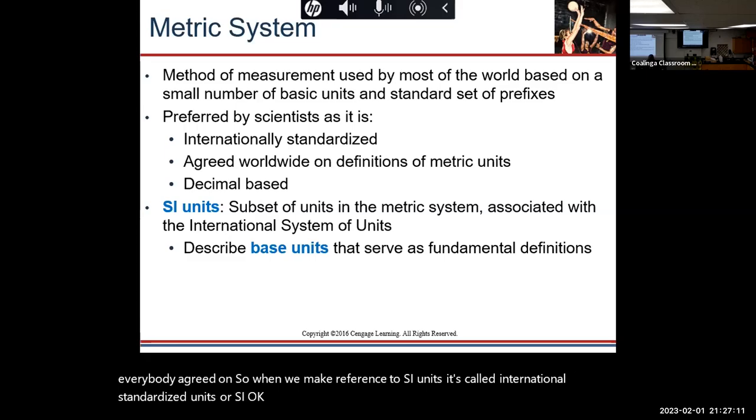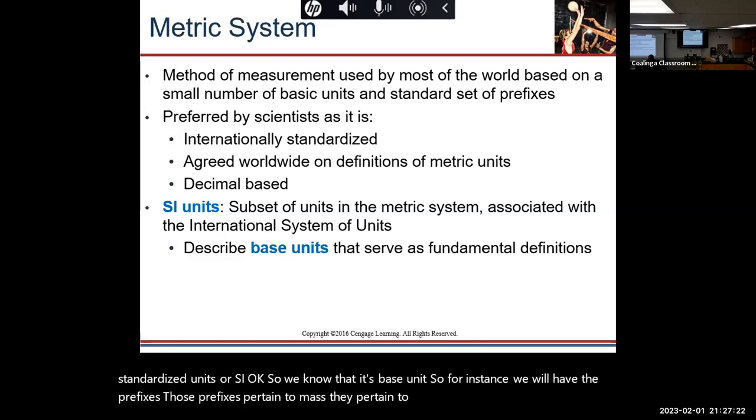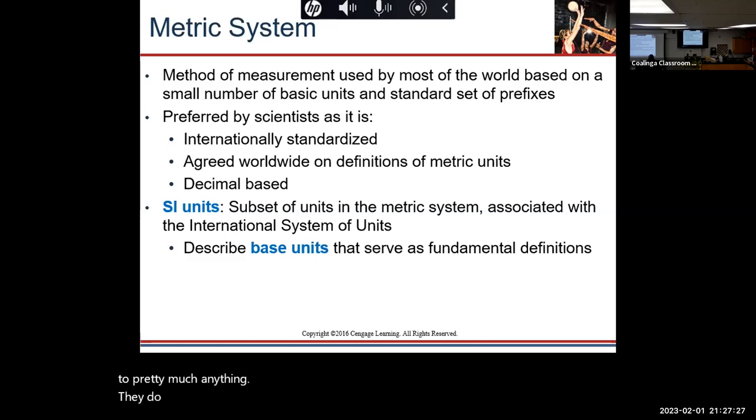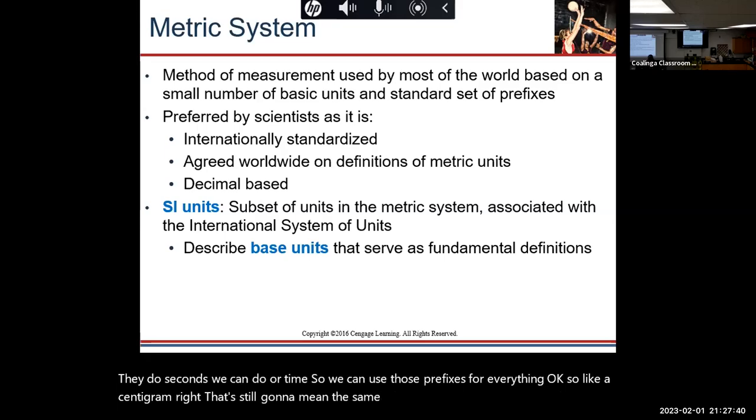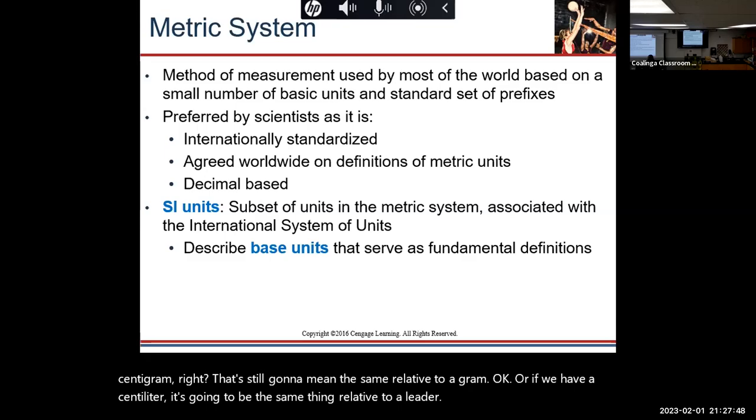So we know that it's base units. So for instance, we will have the prefixes. Those prefixes pertain to mass, they pertain to length, they pertain to volume, they pertain to pretty much anything. We can do seconds, we can do time. So we can use those prefixes for everything, okay? So like a centigram, right? It's still going to mean the same relative to a gram. Or if we have a centiliter, it's going to be the same thing relative to a liter, okay?